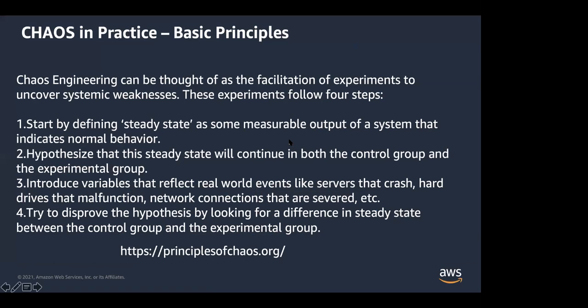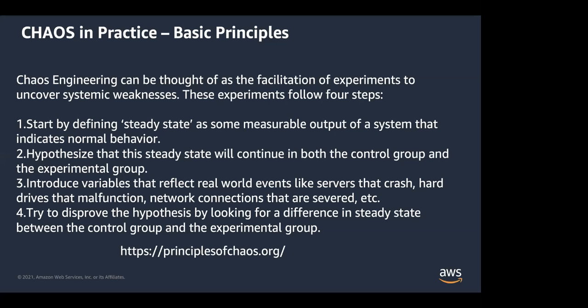So here are the basic principles of chaos in practice. You facilitate experiments to uncover systemic weaknesses, and you actually have a methodology. You don't actually apply chaos to your process. You have an order to your process, but you use chaos engineering to disrupt what's happening to understand how the system behaves when it's been disrupted. The first thing you need is a steady state, a baseline. You've got to know how the system behaves when you consider it normal. If your website is serving your customers and there are no errors, you can consider that normal behavior. Then you hypothesize that this steady state will continue in both the control group and the experimental group, meaning you have two groups, and one doesn't get changed and one you disrupt.